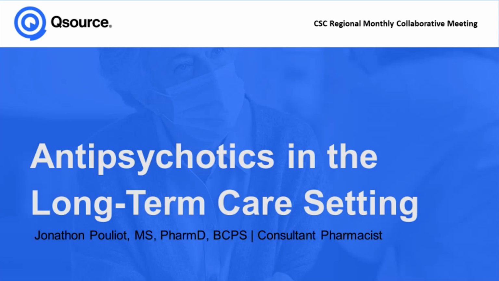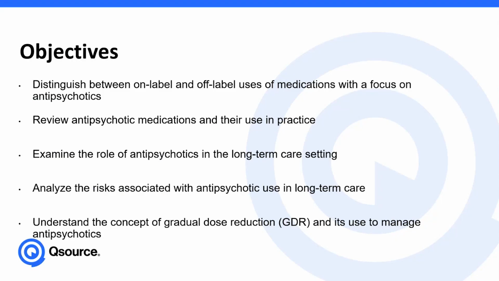If you want to go to the next slide. So we're going to distinguish between how we use medications with a focus on this idea of on-label versus off-label uses. And we're going to apply that understanding to the use of antipsychotics because they are a class of medications that have a really big mix of on-label and off-label use. We'll talk about the medications themselves and some of their uses in practice. We'll talk about the role of antipsychotics in the long-term care setting and how they can be both beneficial but also potentially harmful to your patients. We'll talk about some of the risks associated with them.